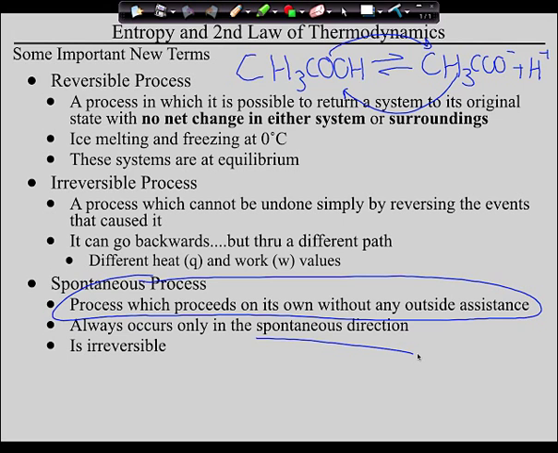And so then again, kind of like the cake idea, it depends on which process we're looking at. The first protonation is spontaneous, the second is not because it's at equilibrium.